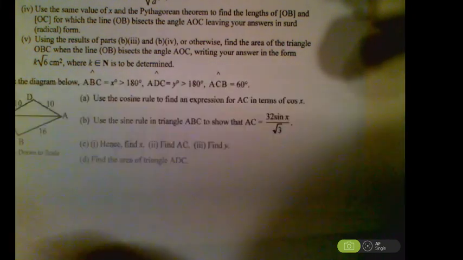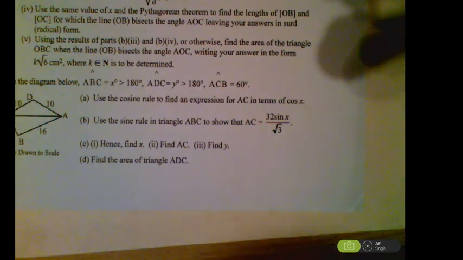So moving on here to the last question in the paper, which is number 3. So let's move on to number 3 here. Let me kind of readjust here.